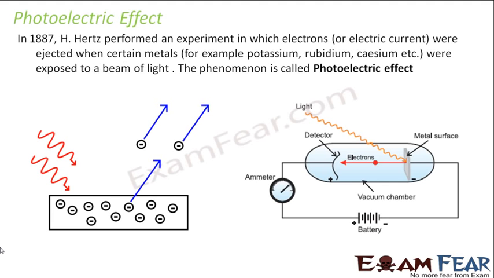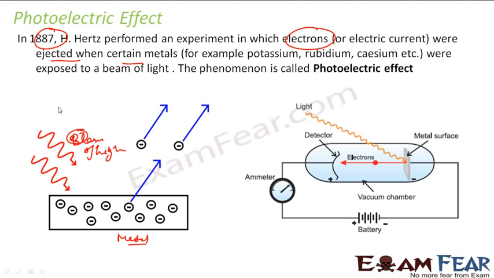The photoelectric effect shows the particle nature of electromagnetic waves more clearly. We'll explain this also. In 1887, Hertz performed an experiment in which electrons were ejected from a certain metal. For example, this is a metal, and this is the beam of light.